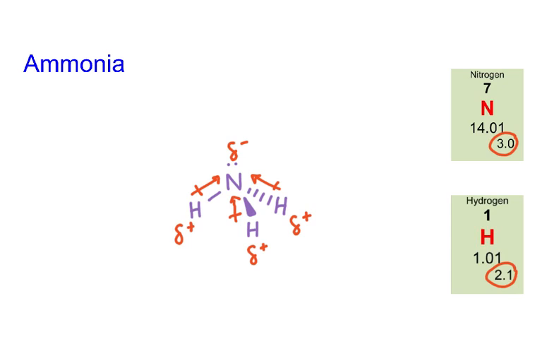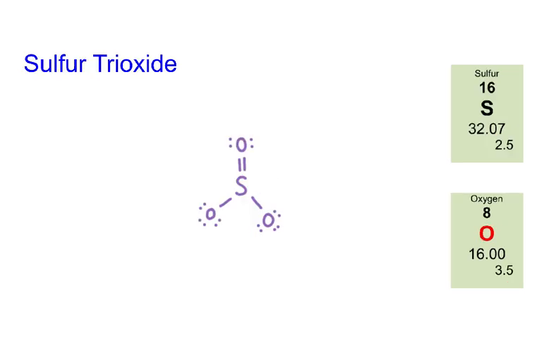This molecule is polar because it clearly has a negative end and a positive end, as the electrons are pulled upwards towards the nitrogen. This is an example of a molecule that has polar bonds and is polar because of its asymmetry.